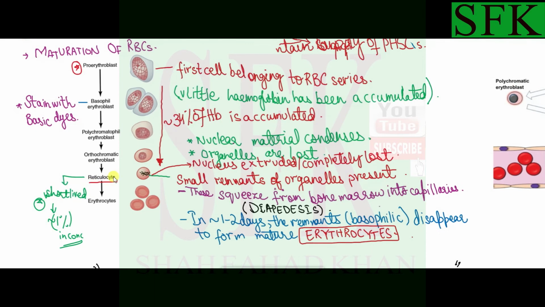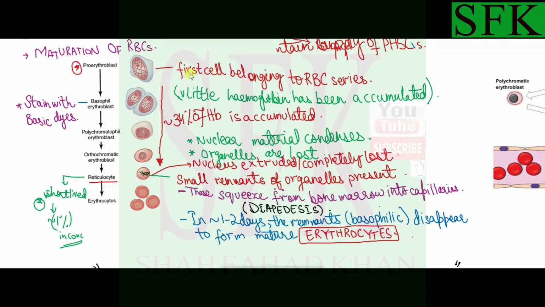It's at the reticulocyte stage that the red blood cells diffuse into the blood capillaries through a special process called diapedesis. Diapedesis is actually the squeezing of these cells from the bone marrow into the blood capillaries, and then it stays in the reticulocyte stage for 1 to 2 days in the blood, and after 1 to 2 days they give rise to mature erythrocytes. Okay, now let's look at them one by one.